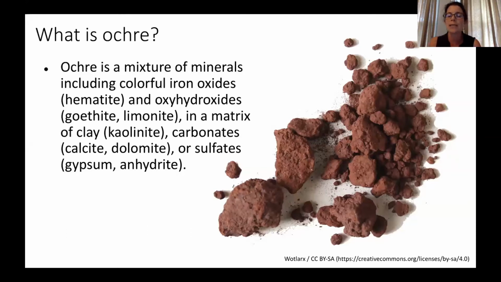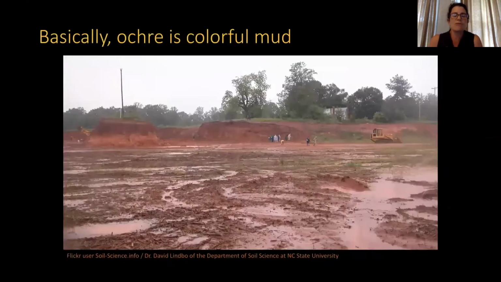Hematite, for example, is a red iron oxide, essentially rust, and some oxyhydroxides like goethite and limonite. These are respectively brown and yellow ochres. These are in a matrix of clay, usually like kaolinite, or carbonates like calcite and dolomite, or even sulfates like gypsum and anhydrite. And this is an example of a red ochre, that kind of very oxidized hematite-based red ochre on the slide there. And this is kind of the science side of this.